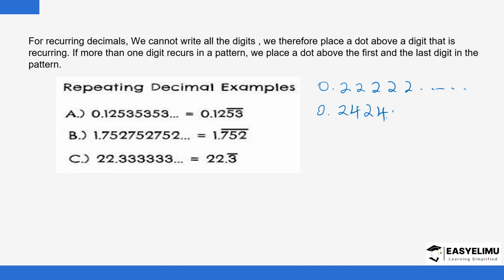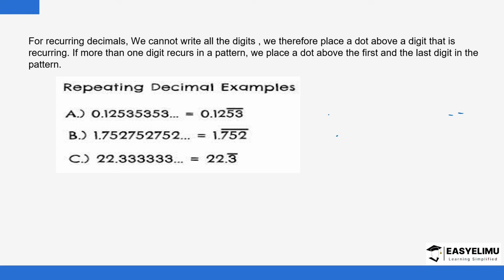2, 4, 2, 4. You can see that 2, 4 is repeating itself if you have such, or you can have maybe 0.242, 242, 242. So you must have a pattern that is repeating itself endlessly. So that is when you talk of a recurring decimal. So it's a type of non-terminating decimal that has some pattern being repeated, either a digit being repeated or a pattern that is being repeated. So we have examples of recurring decimals here.